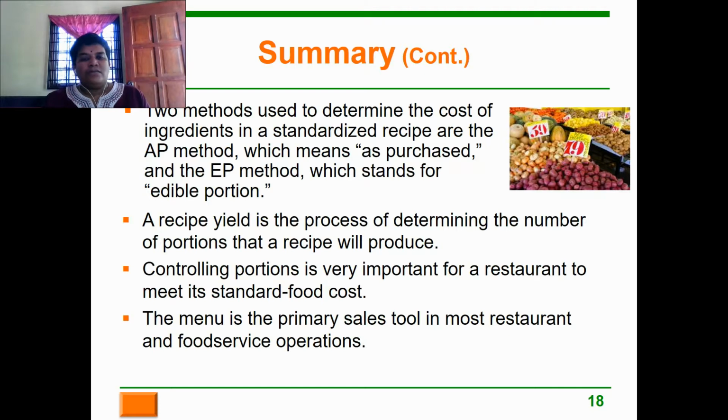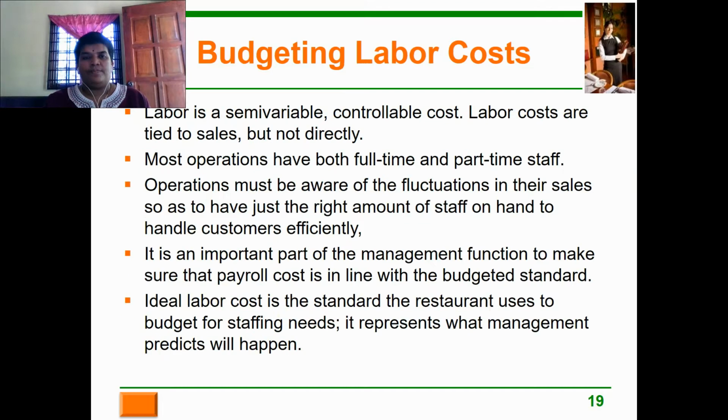So a recipe yield is the process of determining the number of portions that a recipe will produce. Controlling portions is very important for a restaurant to meet its standard food cost. The menu is the primary sales tool in most restaurant and food service operations.